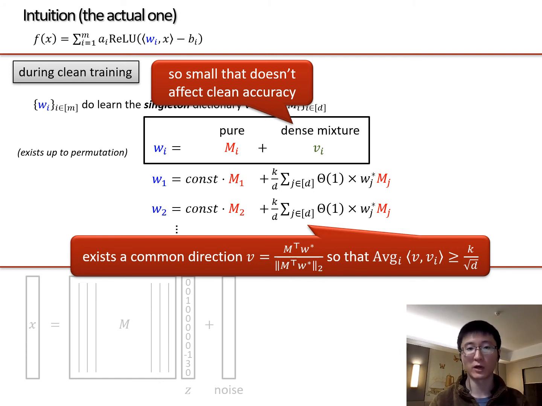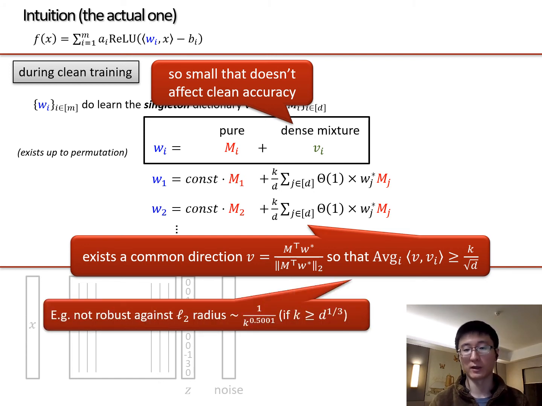And therefore, having those dense mixtures will necessarily make the model non-robust, for instance, against an L2 radius of 1 over root k.